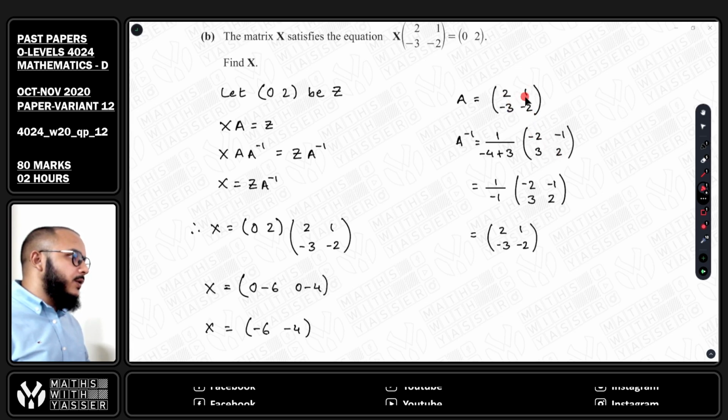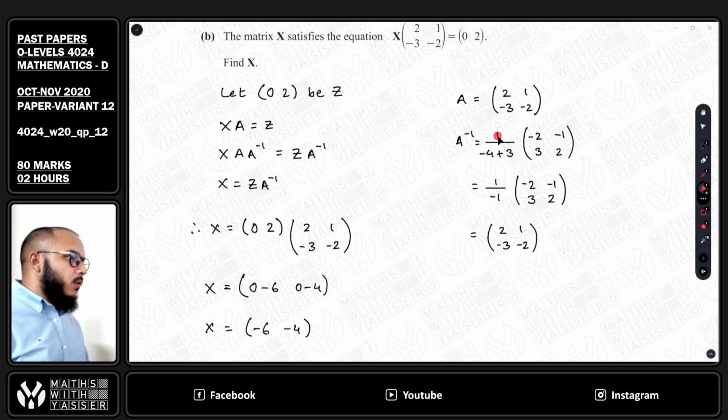And these two values will change their signs. So 1 became negative 1 and negative 3 became positive 3. So 1 over negative 4 plus 3 will give me negative 1. And then we still have inside minus 2, minus 1, 3, 2. This whole thing will become negative 1. So if I multiply negative 1 with each of the elements inside this matrix, it will become positive 2, positive 1, negative 3, negative 2. So this is the value of A inverse.